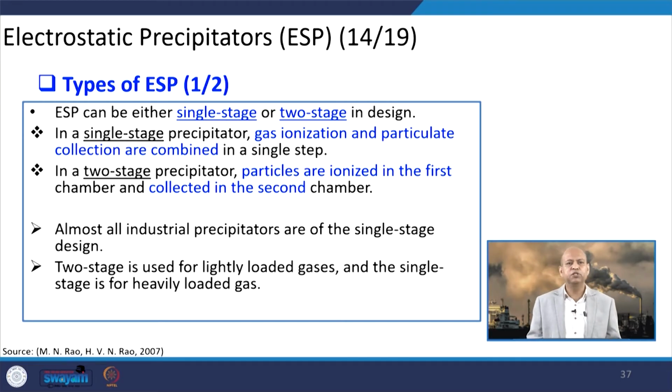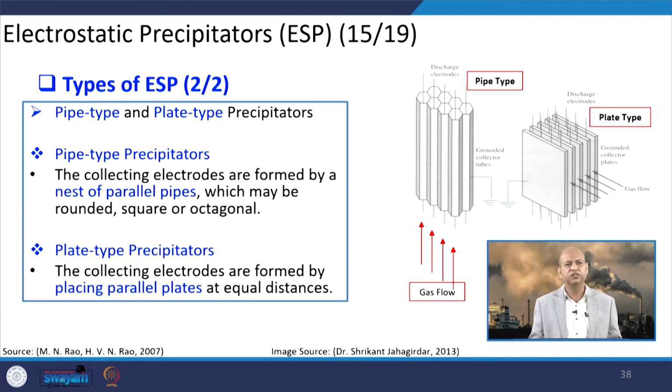In a single stage type precipitator, gas ionization of the particulate matter and collection are combined in a single step within a single chamber, you can say. At one corner it goes in, at another corner the particles get collected and go down. In two stage, one chamber is for ionization of the particles, and the other is for collection or deposition of the particles. Almost all industrial precipitators are of the single stage design basically. Two stage is used for lightly loaded gases and single stage is for heavily loaded gases. Those are basically the differences.